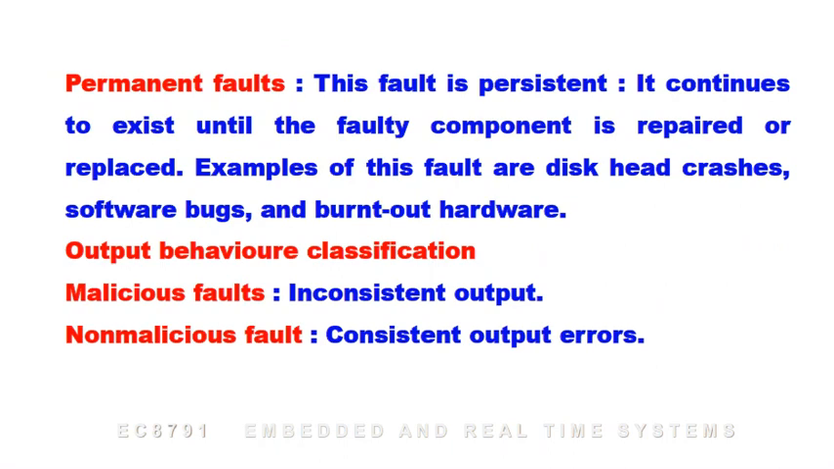Permanent fault. This fault is persistent. It continues to exist until the faulty component is repaired or replaced. Examples of this fault are disk head crashes, software bugs, and burnout hardware. Output behavior classification. Malicious fault, inconsistent output. Non-malicious fault, consistent output, error.